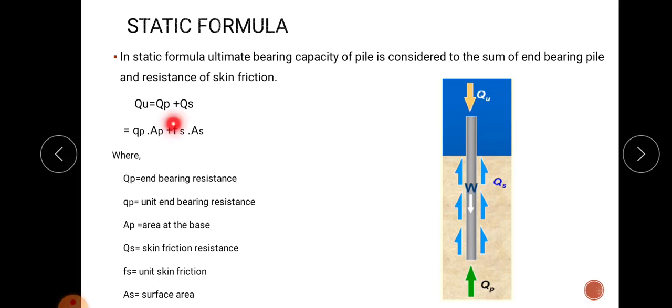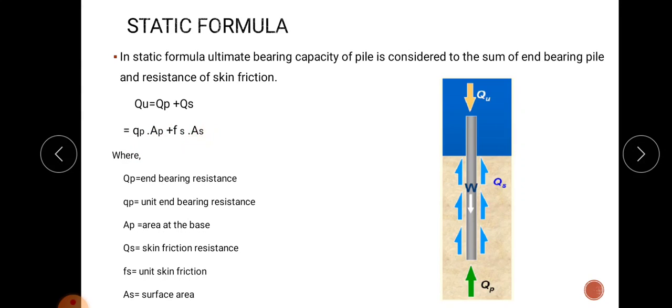QU is equal to QP plus QS, that is end bearing resistance plus skin friction resistance. End bearing resistance QP is equal to unit end bearing resistance qp into area at the base AP, and skin friction resistance QS is equal to unit skin friction resistance fs into surface area AS.